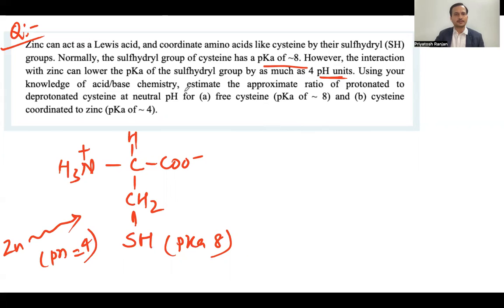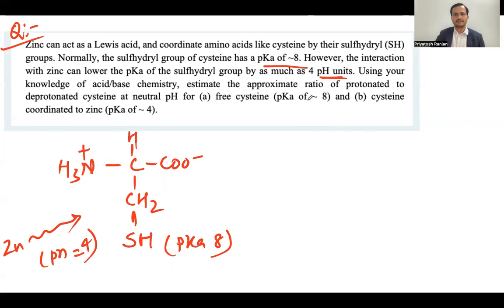Using your knowledge of acid-base chemistry, estimate the approximate ratio of protonated to deprotonated cysteine at neutral pH. So what we need to calculate is the ratio of the protonated form of the cysteine to the deprotonated form. The protonated form is going to be the one where the sulfur is bound to the hydrogen, and the other one is going to be where there is no hydrogen.